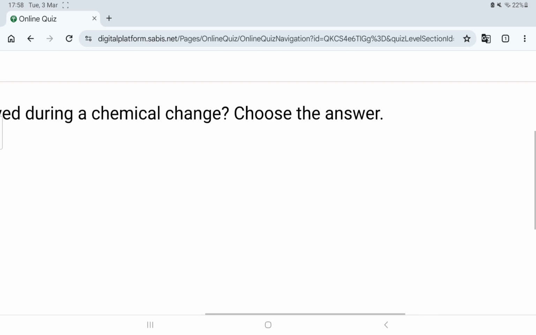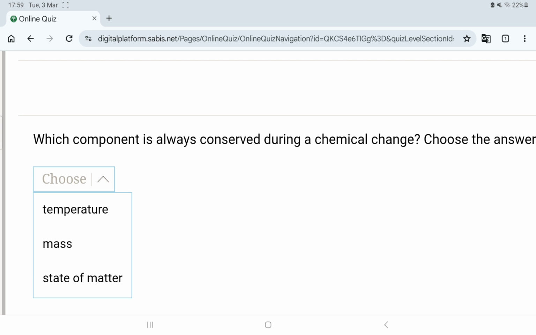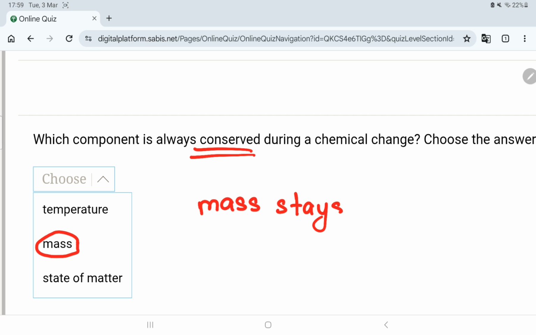Okay. Which component is always conserved during a chemical change? Now, it's actually the mass. Why? What is conserved? What stays the same? Mass stays the same. Right?